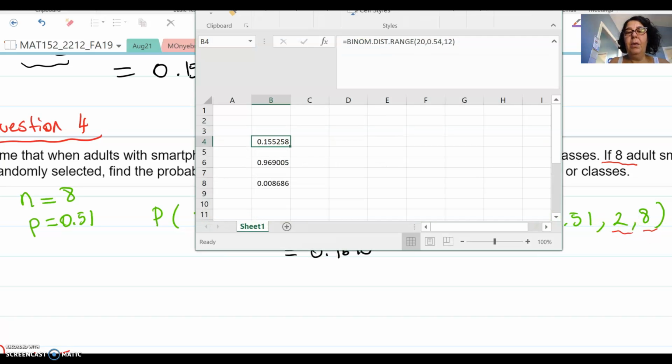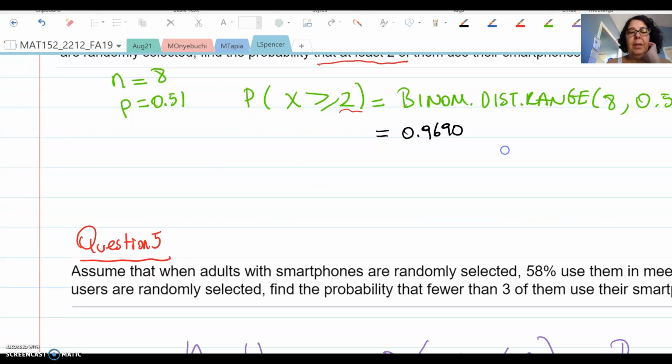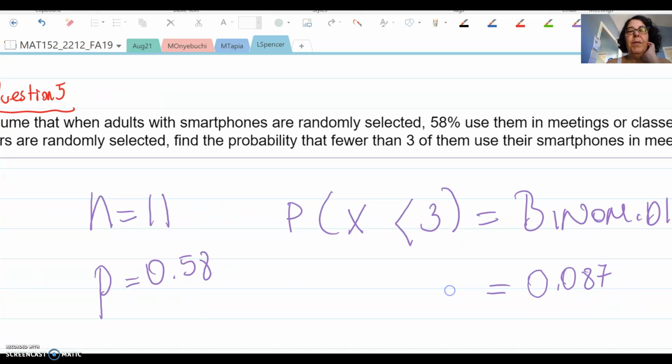I need to enter that into my Excel here. I enter that. Okay, so Excel is giving me 0.9690. MyStatLab is asking for 4 decimal places. I've entered it exactly as it is, and it was checked. All right, next problem, problem number 5.